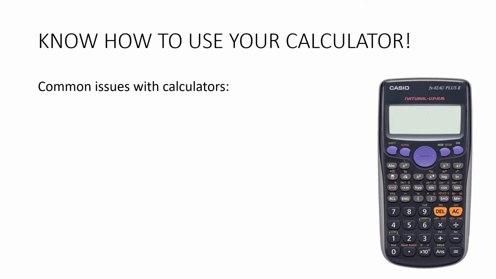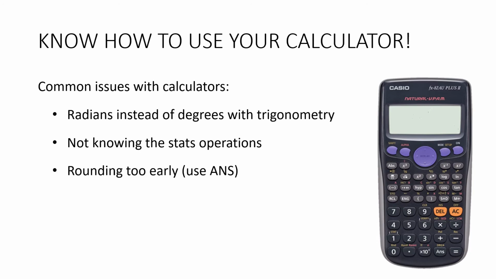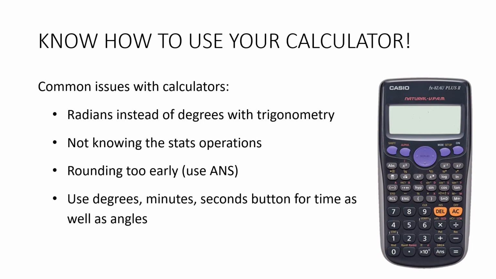And know how to use your calculator. So here's some common issues with the calculator. Using radians instead of degrees with trigonometry. Not knowing how to use your stats operations. Rounding too early, so make sure you know how to use this answer button. Also know how to use your degrees, minutes, seconds button for time as well as angles. And know how to reset, and that's Shift 9 3 on this calculator.